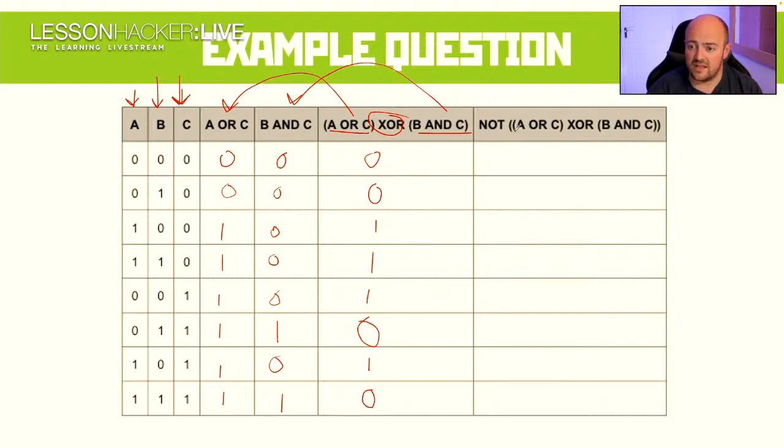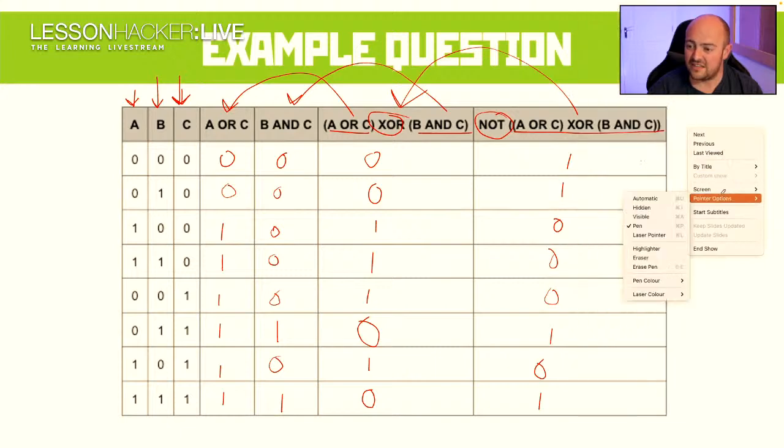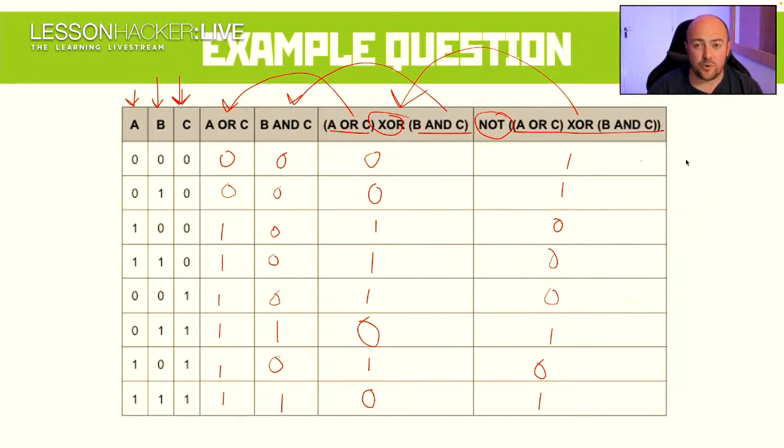Finally, this one, that entire expression there is this column. NOT lets us have the opposite. So it's literally giving the opposite to this column. 1, 1, 0, 0, 0, 1, 0, 1. Okay, there we go. So that is a truth table. That is reasonably easy to do. Yours will be significantly shorter than that and probably worth about 4 marks. Make sure you know what you're doing.